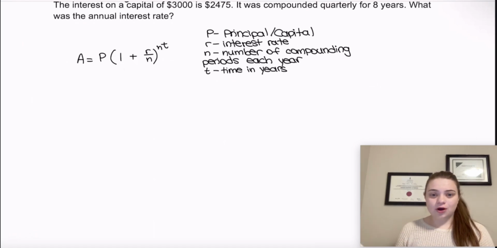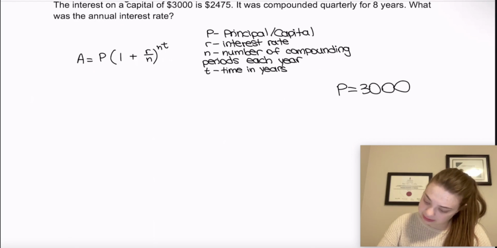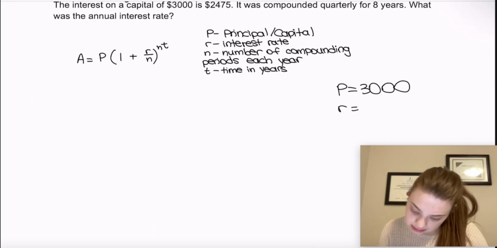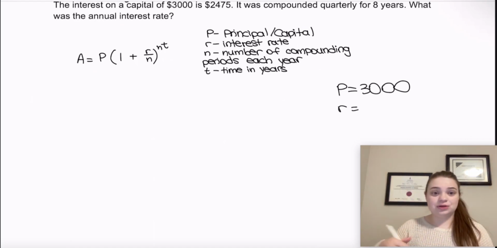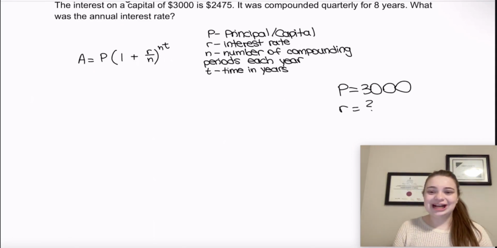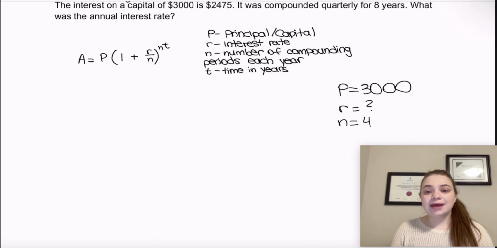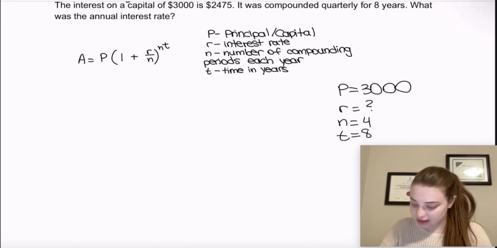So let's write down all of the things we know. So the capital or principal is $3,000. So P is equal to $3,000. The interest rate is equal to... actually, that's what they're asking us. So actually, we don't know yet, which is fine. We're just going to say question mark because that's what we're trying to figure out here. And then what about n? Number of compounding periods each year. Well, it's compounded quarterly, so that means there are 4 compounding periods a year. Then we have t, time in years. That's going to be equal to 8.